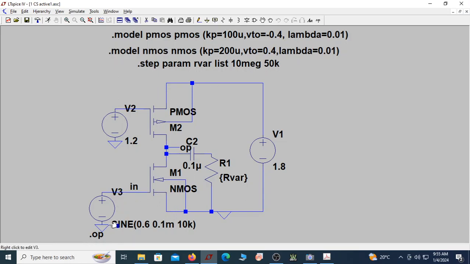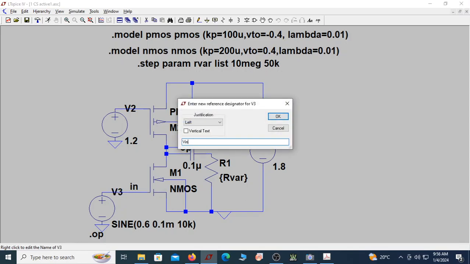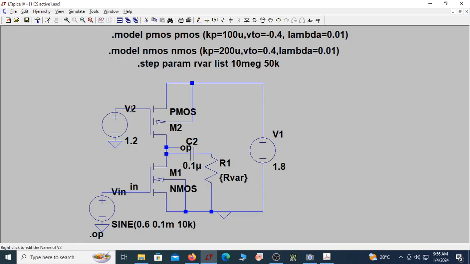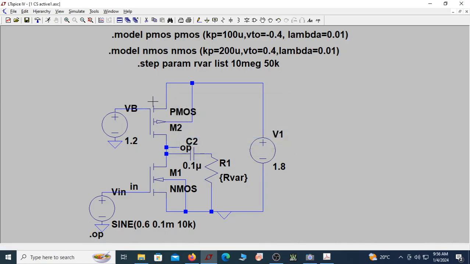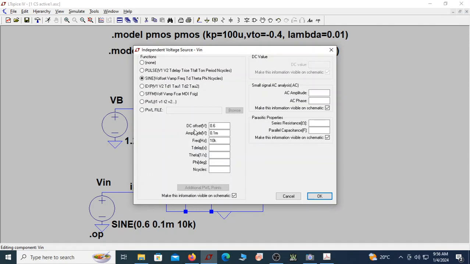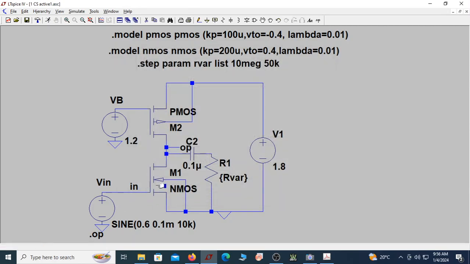So I have applied an input voltage to this. Let me change this to Vin so that the readability is fine, and let me change this to some VB. This is a DC voltage, this is a sine wave, and if you can observe here, I have applied a sine wave with a DC voltage of 0.6, that is, VGS of this MOSFET is 0.6. And first we shall see the design and what specifications we are assuming.